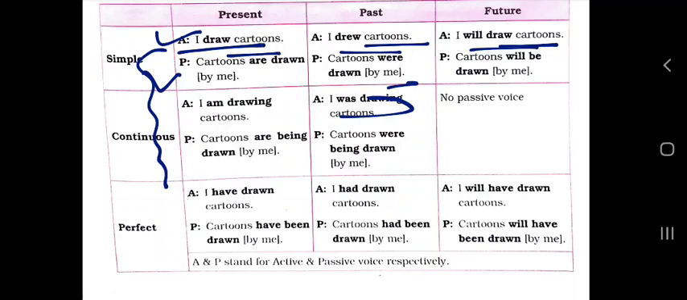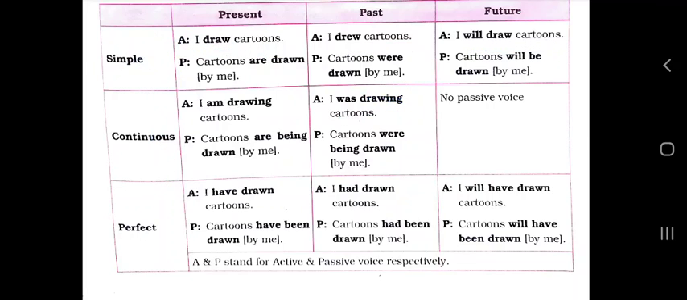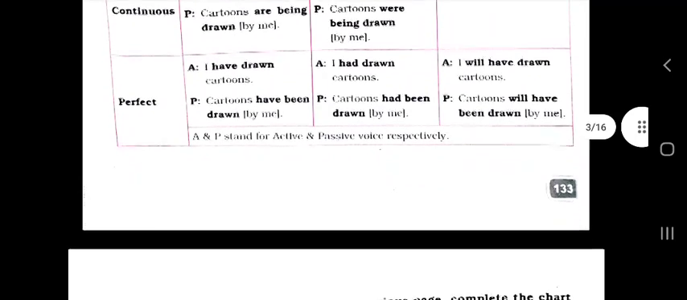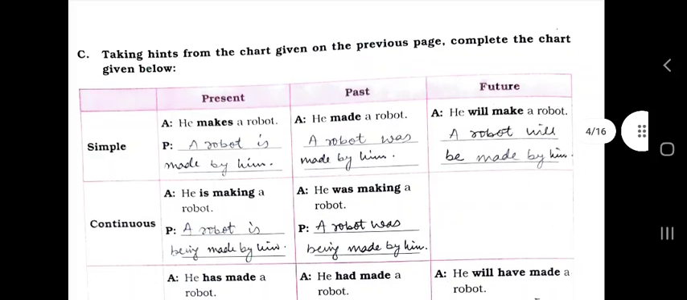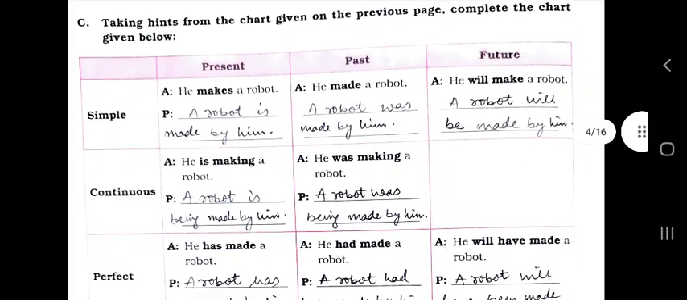Now see, you always remember, whenever you are learning active passive voice, you have to be very clear about the tenses. Tenses is a very important chapter. If you haven't understood so far, you can watch the video on tenses or practice it yourself. Tense is very important in order to understand passive because you have to use different tenses. Subject verb agreement has to be kept in mind also. Taking a hint from the chart given on the previous page, complete the chart given below.